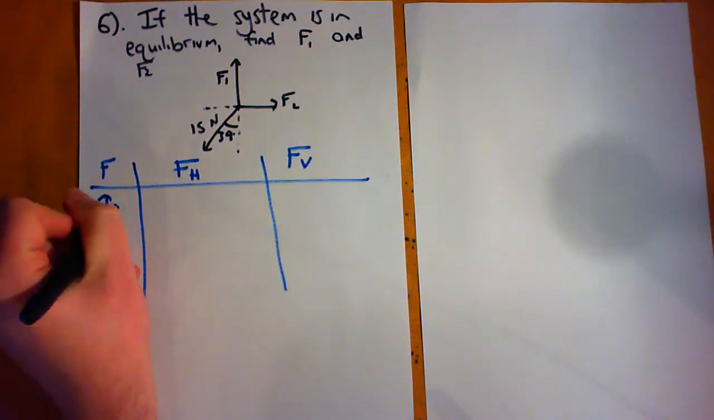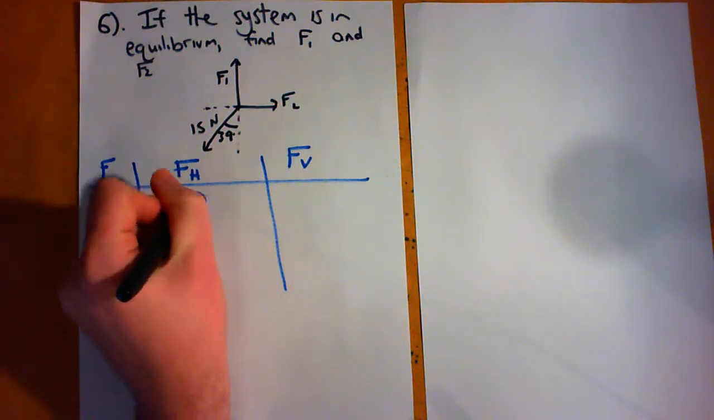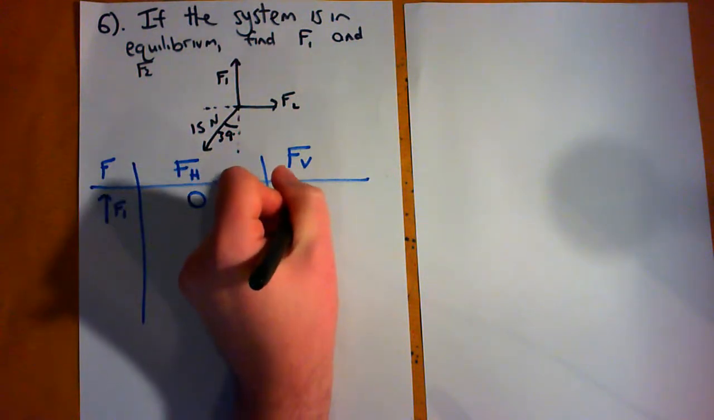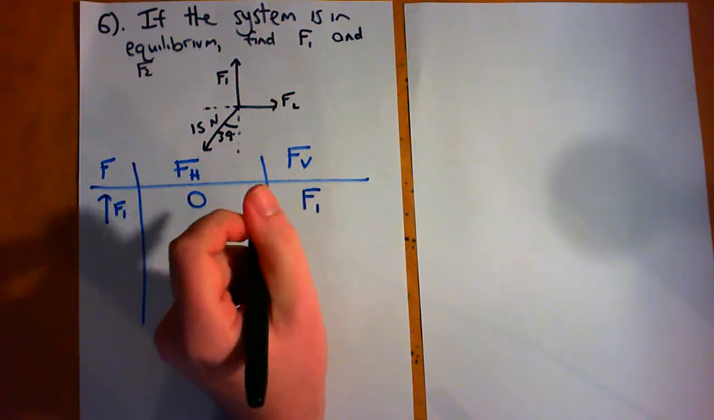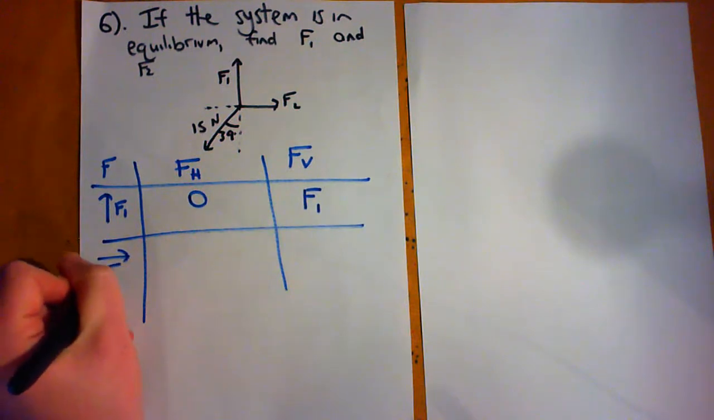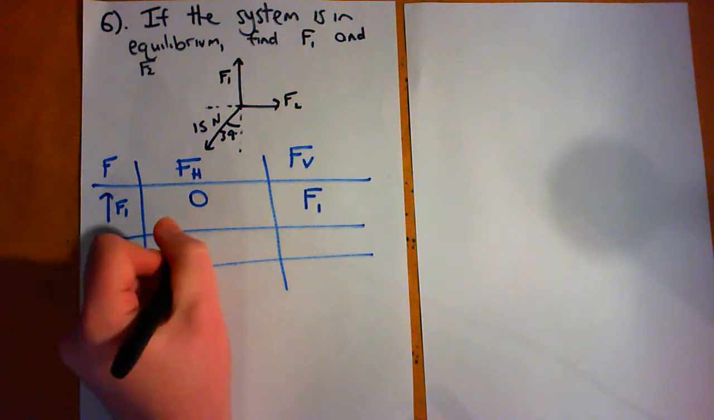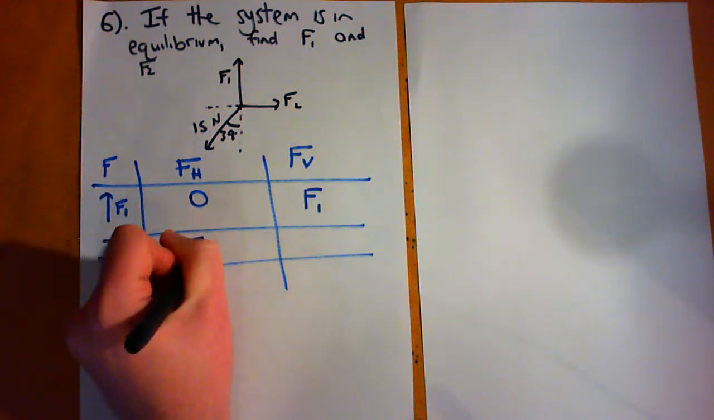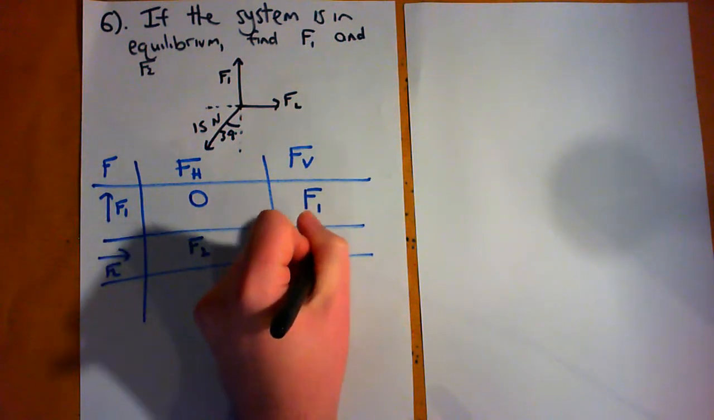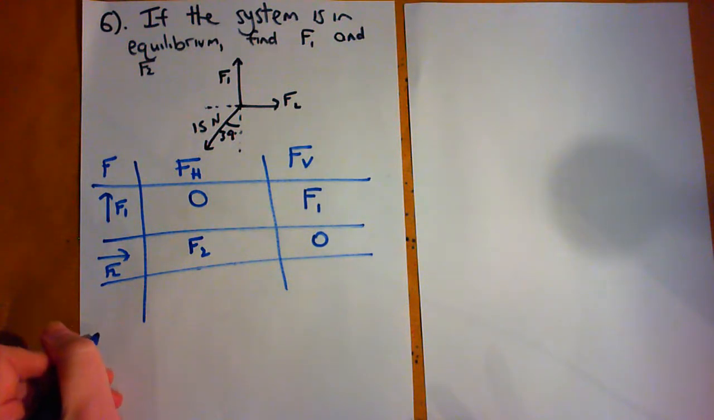So let's start with F1. As it's pointing exactly upwards, the horizontal component is 0, and the vertical component is F1, which we are looking to find, just like we're looking to find F2. So the horizontal component of F2 is F2, since this is a horizontal force, and that makes the vertical component 0. F1 is pointing upwards, F2 is pointing to the right, so both of those are positive.